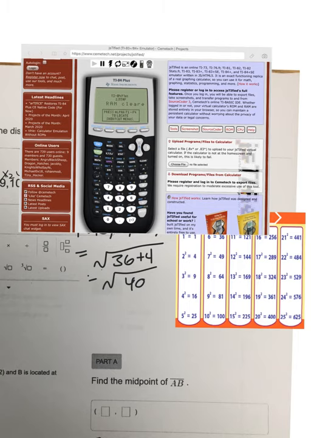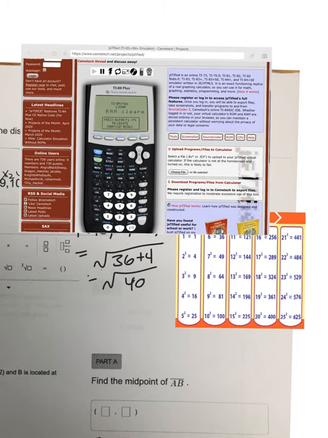40 divided by 36 will give me a decimal. Keep going down. 40 divided by 25 is a decimal. Try 16. That didn't work. Try 9. That didn't work either. Okay, 40 divided by 4 is 10. So I went down my list of perfect squares until the result was a whole number. So 40 divided by 4 is 10.